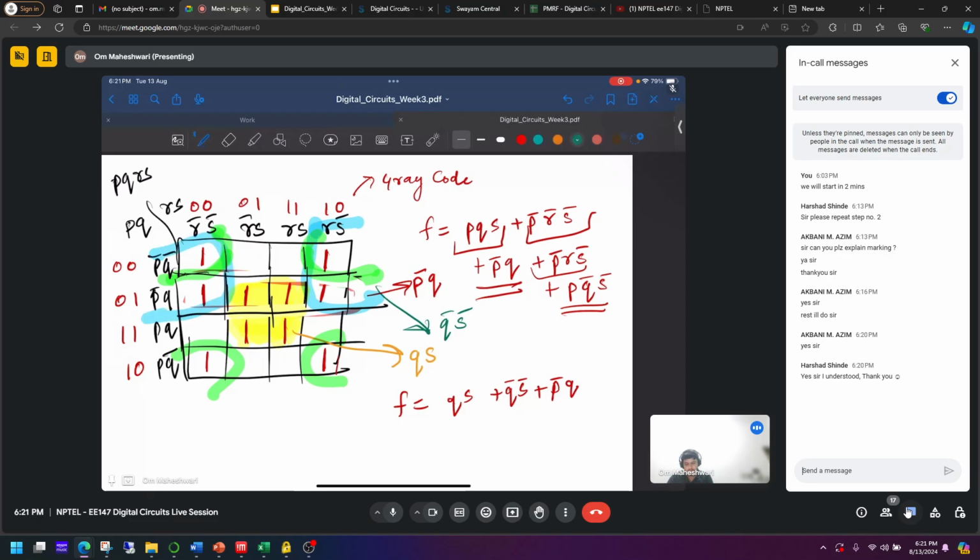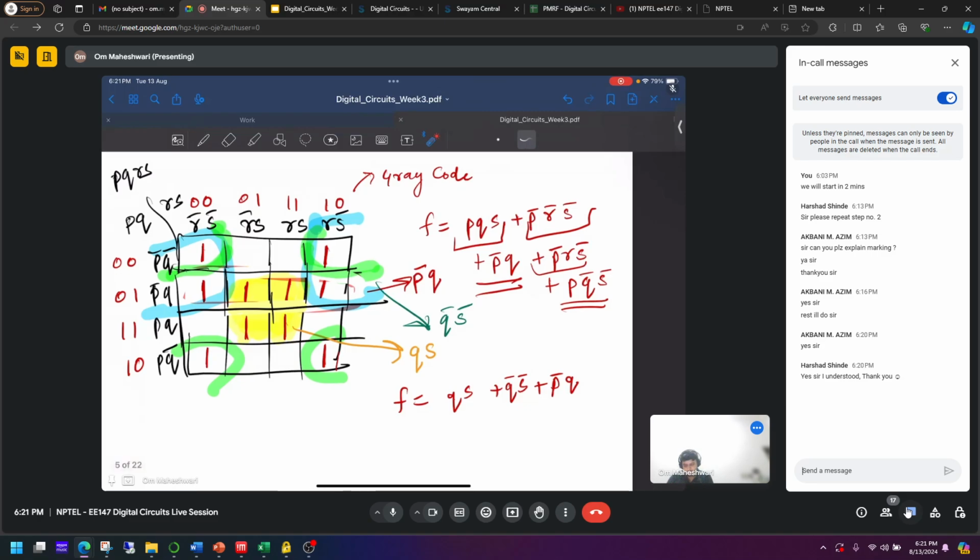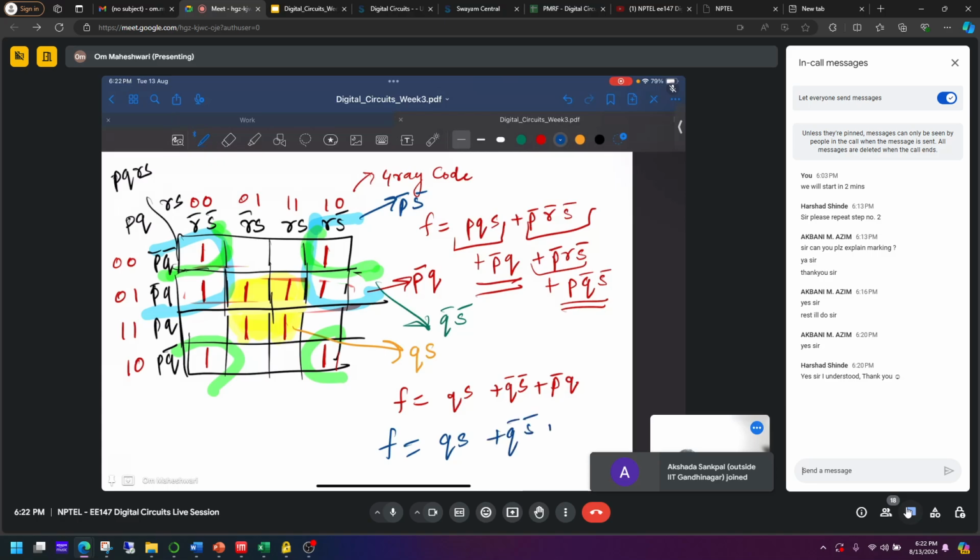And this is E bar, S bar, this is P bar, S bar, and then this is S bar, right? This whole was P bar, and this was S bar. The intersection is P bar S bar. So I'll label it as P bar S bar. So your answer could also be QS plus Q bar S bar plus P bar S bar. So both of these are correct.